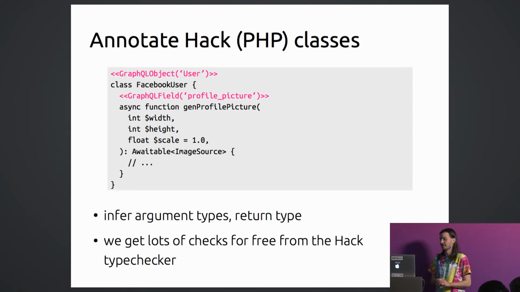And a big advantage of this is that we can get a lot of type checking for free from the Hack type checker. So if, for example, the developer tries to return something that's not an image from this function, it would be a type error, and it would be immediately surfaced to them.